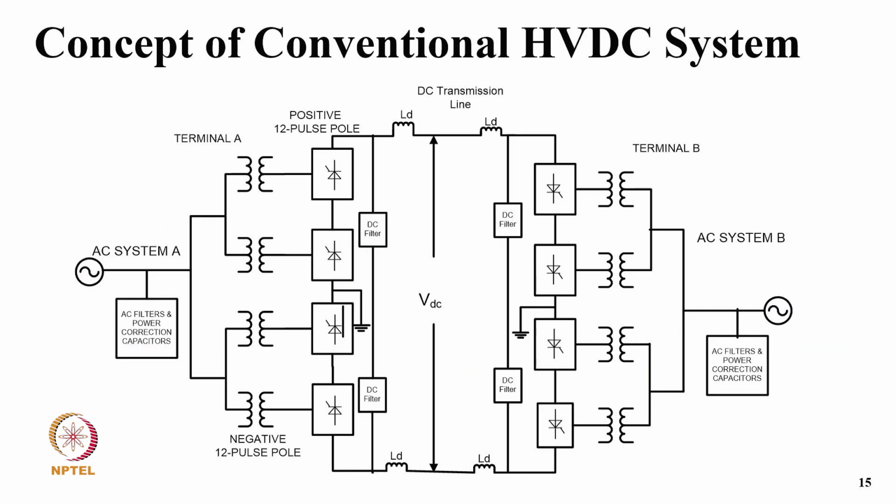So this is the typical concept of a conventional HVDC system, where we have an AC source, and of course an AC filter and power factor correction capacitor with the transformer for 12 pulse converter stations. We have two 12 pulse converters connected in series with the DC filter on the DC link. We then have a transmission line, and a DC filter on the other converter station, followed by two 12 pulse converters, and again an AC filter and power factor correction. This is with the thyristor technology.